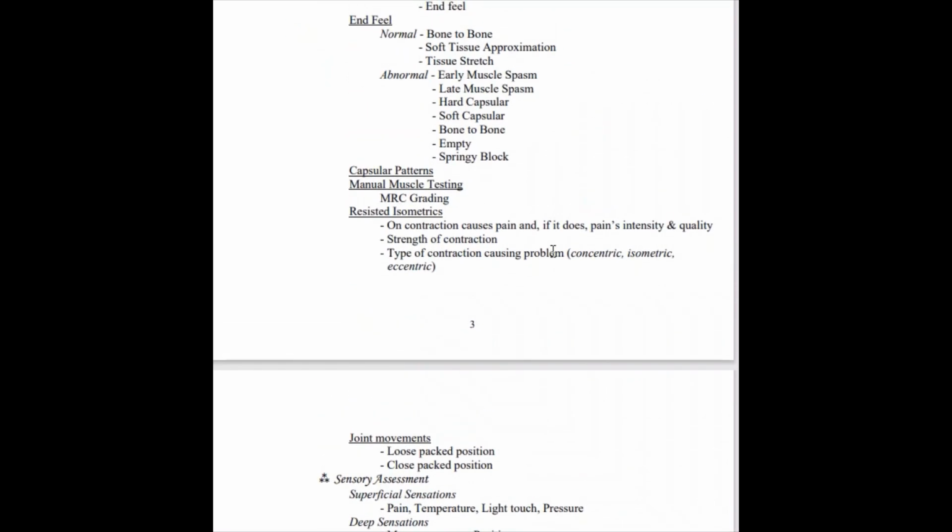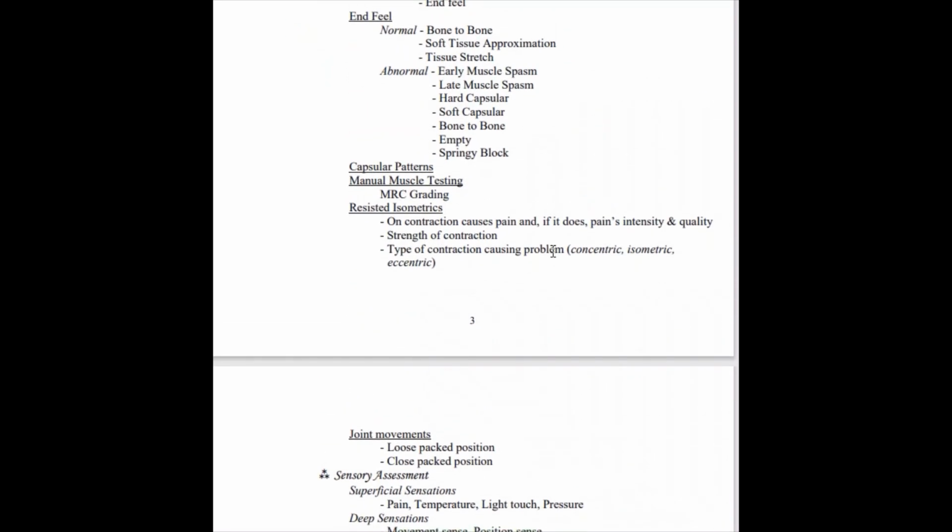Then coming to the end feel. So what is end feel? It is a feeling or a sensation which the physiotherapist detects when the joint is at the end of its available passive range of motion. So it is basically a passive technique. The physiotherapist will be performing it on the patient.